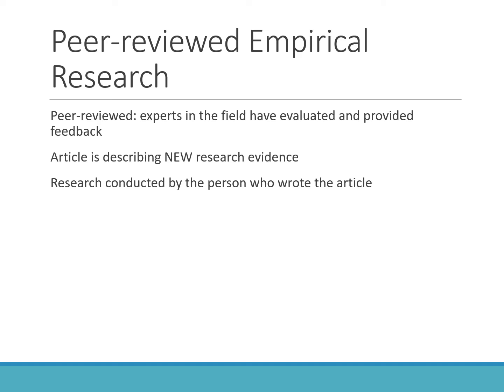Basically what we're talking about is peer-reviewed. Peer-reviewed, again, means experts in the field have evaluated and provided feedback. An empirical article is a primary source in that the research is conducted by the person who wrote the article, and the article is describing new research evidence. This is in contrast to something like a literature review or a meta-analysis, where the article is describing other people's research evidence or previously collected data.